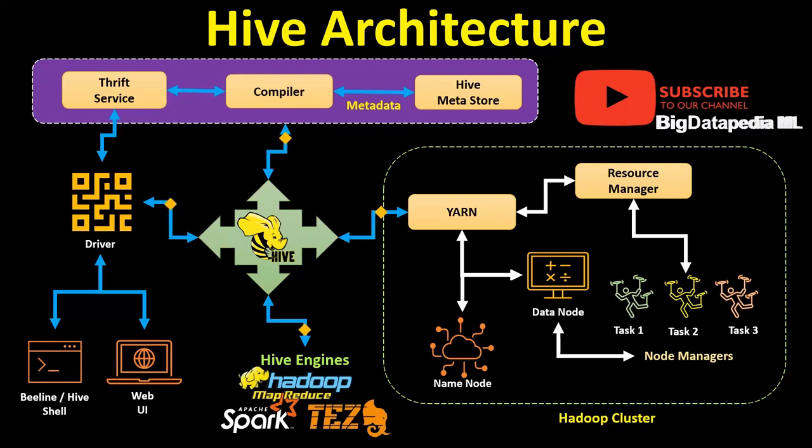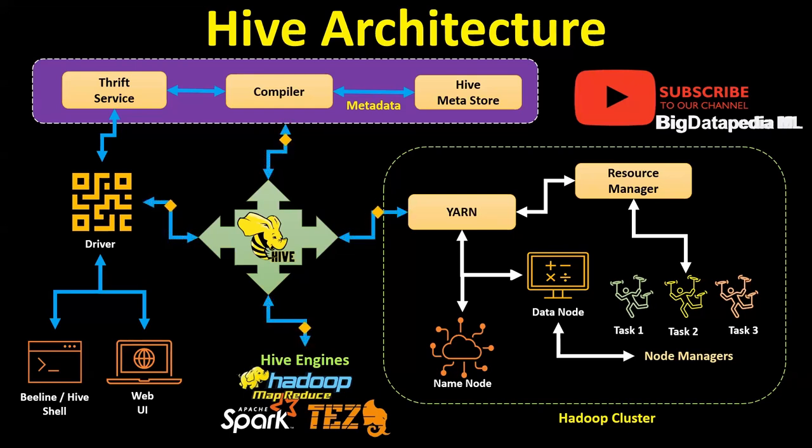Two more questions I have. If I have a multi-node cluster, how many data nodes will be there? How many name nodes? How many YARN? I know only the resource manager, one resource manager. This YARN, how many will be there? For example, a three node cluster: how many name nodes? How many data nodes? Only one name node, only one YARN, only one resource manager.